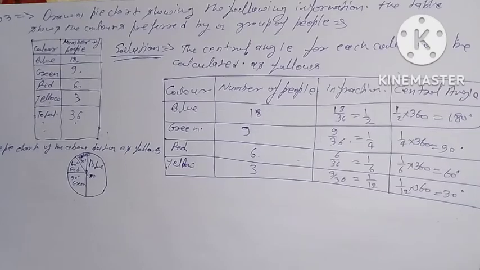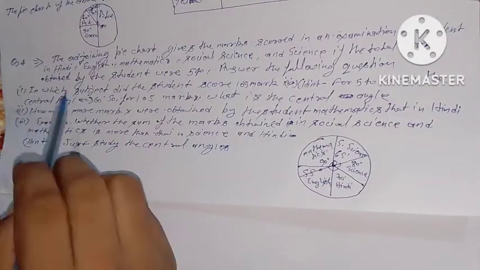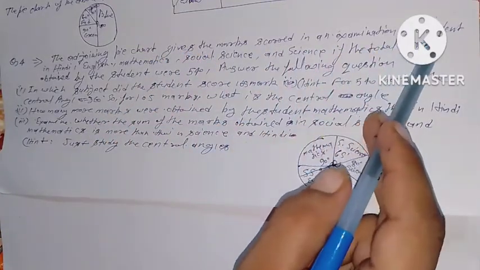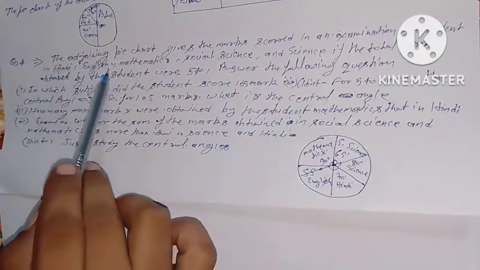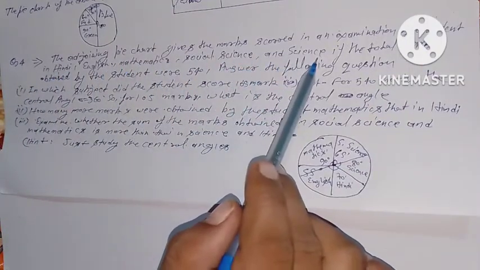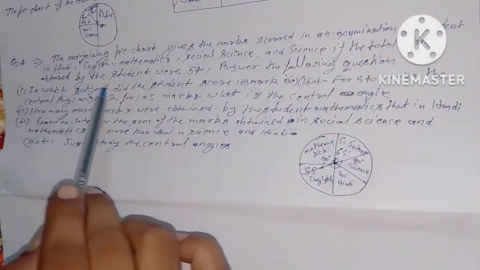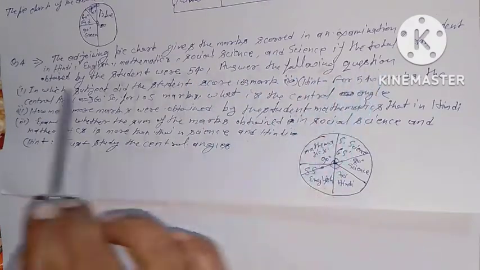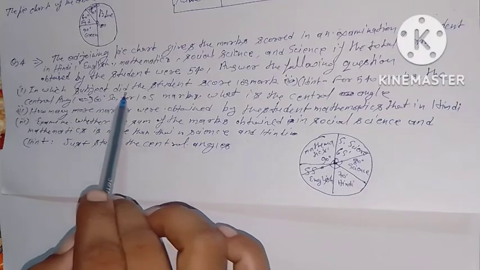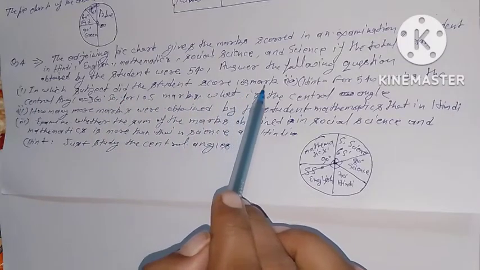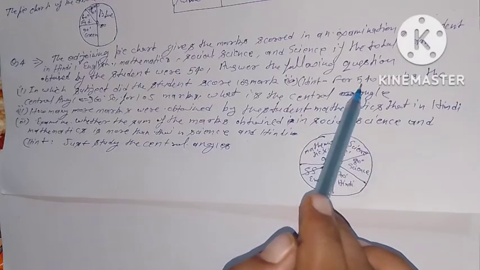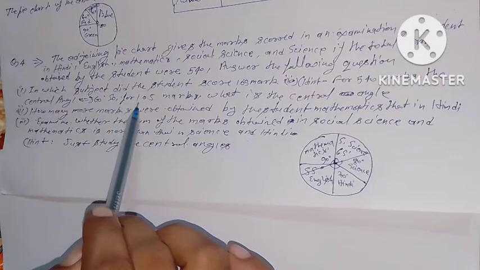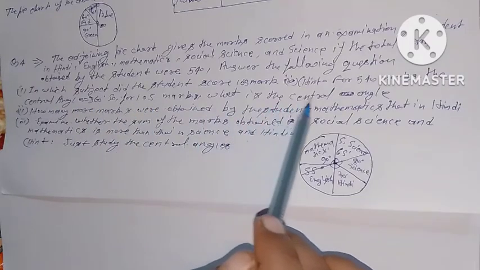Question number 4. The adjoining pie chart gives the marks scored in an examination by a student in Hindi, English, Mathematics, Social Science, and Science. If the total marks obtained by the student were 540, answer the following questions. First question: in which subject did the student score 105 marks? Hint: for 540 marks the central angle is 360 degrees. So for 105 marks, what is the central angle?